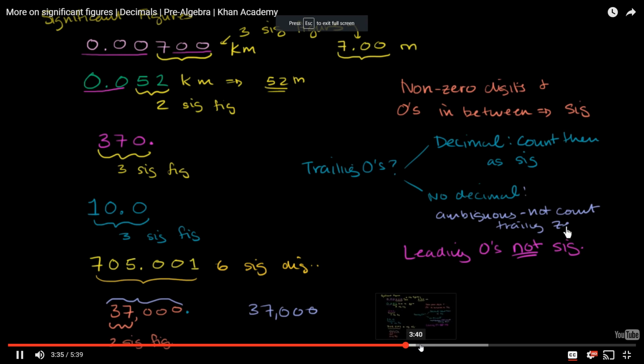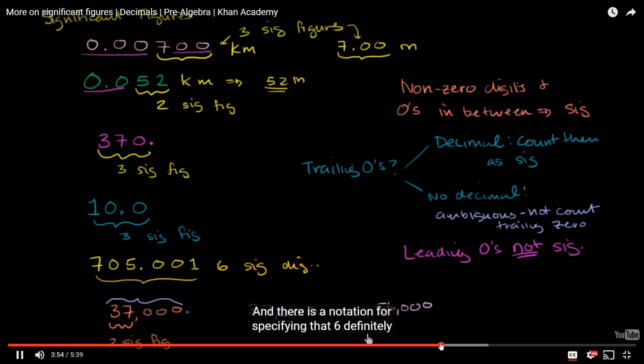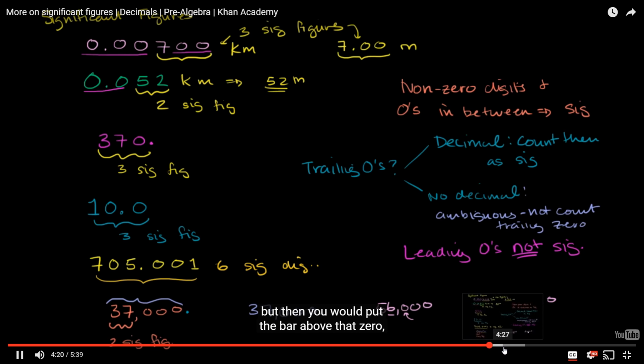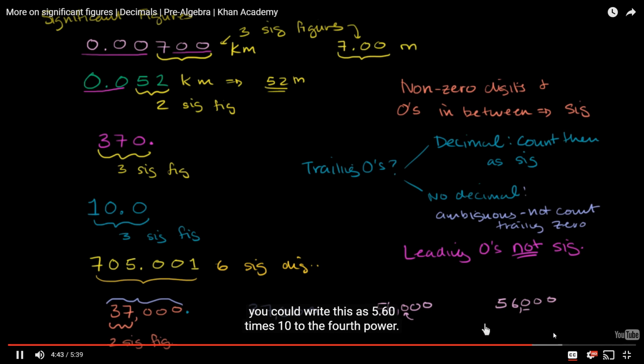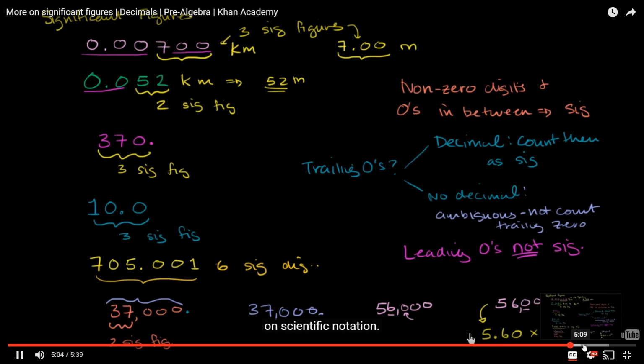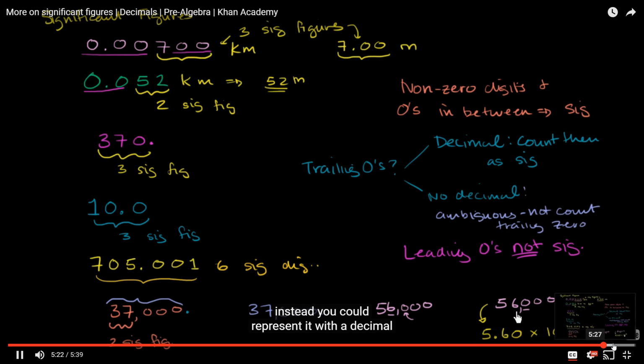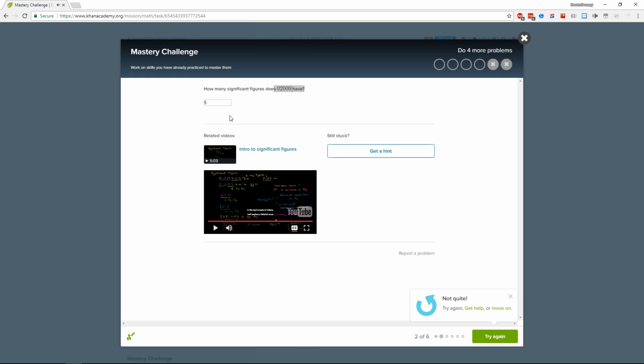It's not clear, but there is a notation for specifying it: you would put a bar above the zero that you were able to measure. So hopefully that helps you out. And then, what does the answer want? Does he want 1?